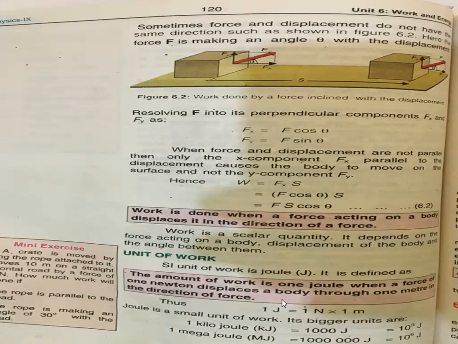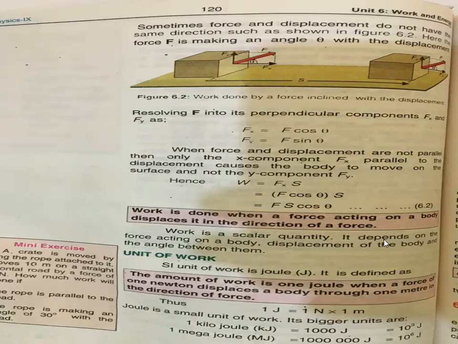It depends on the force acting on a body, the displacement of the body, and the angle between them. This is the angle theta between them. So what factors does it depend upon? It depends upon the force acting on the body, and the displacement of the body, how much displacement it covers from this point to this point. So it depends on how much force is applied, how much displacement is covered, and also the angle theta between them.